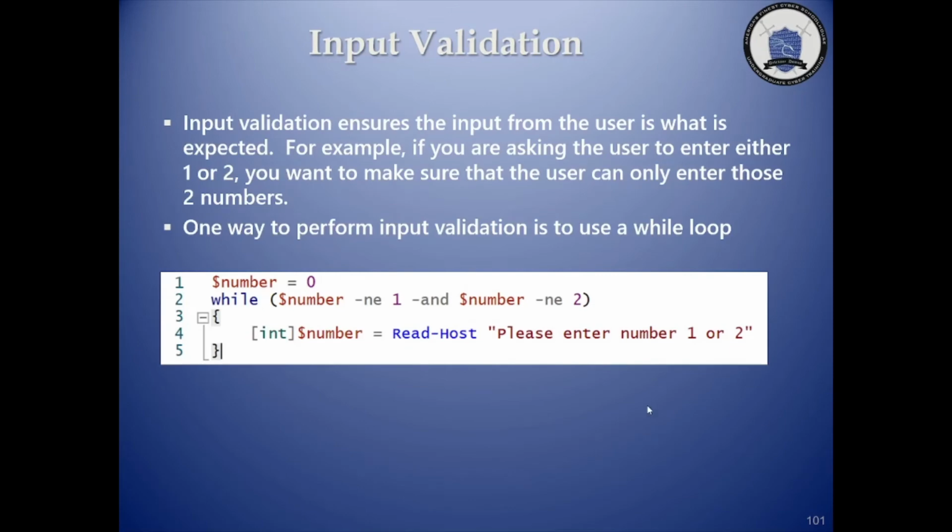All right, so now I'm going to get into what input validation is. Input validation ensures the input from the user is what is expected. For example, if you're asking the user to enter either 1 or 2, you want to make sure that the user can only enter those two numbers. One way to perform input validation is to use a while loop. So here we've got number set equal to 0, and then while number is not equal to 1 and number is not equal to 2, it's going to print out, please enter number 1 or 2. And so it's going to keep asking the user to do that until it gets 1 or 2.